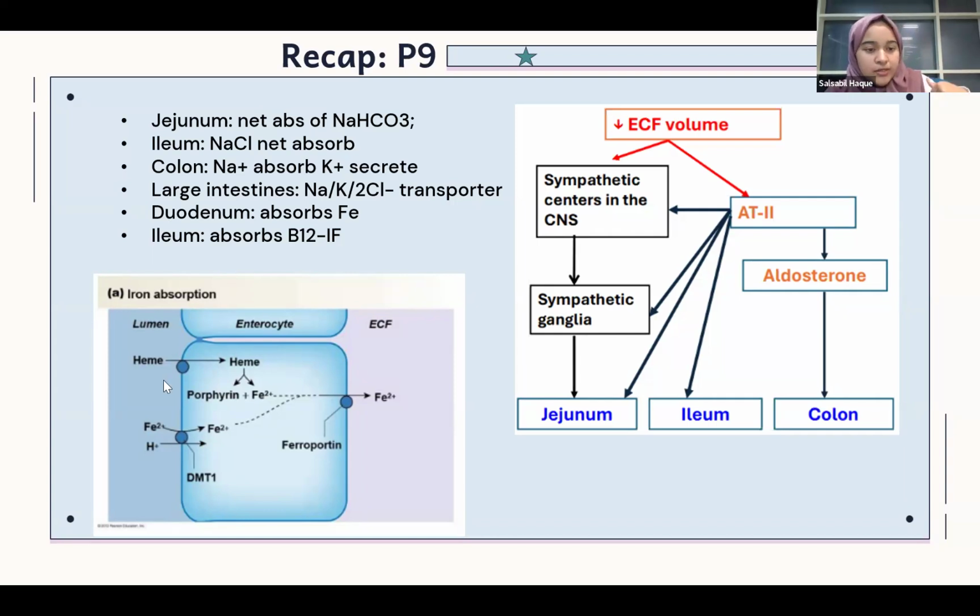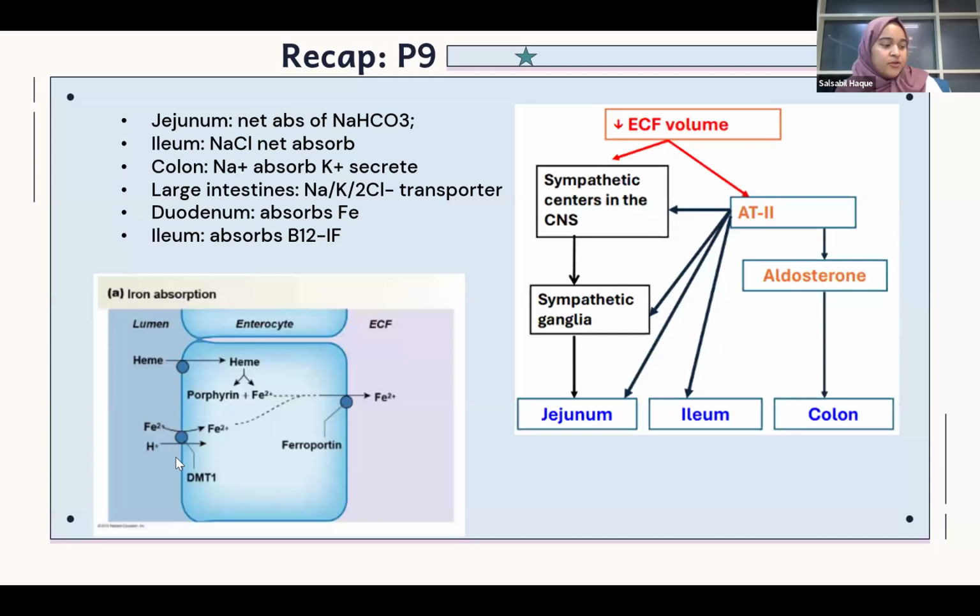So there is heme iron, there is non-heme iron. Heme is directly transported in, and it is broken down into porphyrin and ferrous iron. Ferrous is 2+, ferric is 3+. So it is absorbed as ferrous, and then it is taken in through the ferroportin channel. Whereas non-heme iron has to be taken in through the DMT1 transporter, if it is ferrous. If it is ferric, which is 3+, it has to be first converted to ferrous and then taken in through this DMT1 channel.